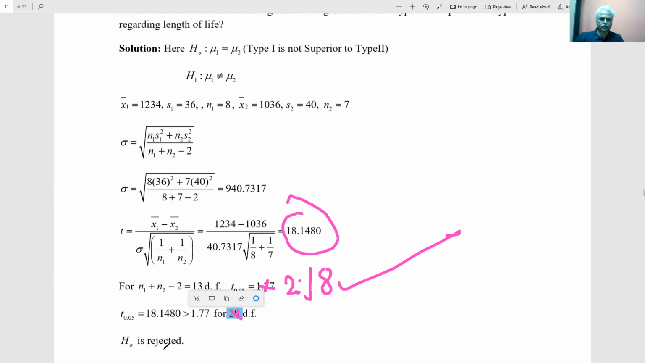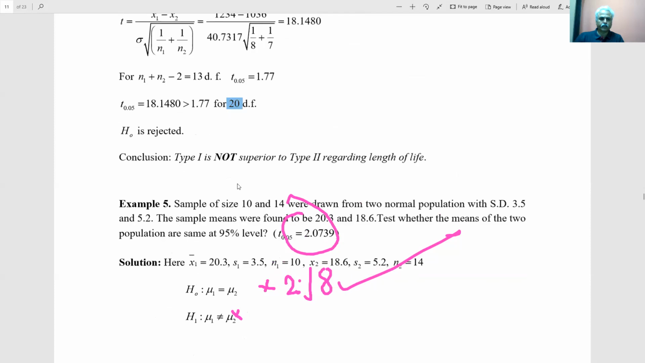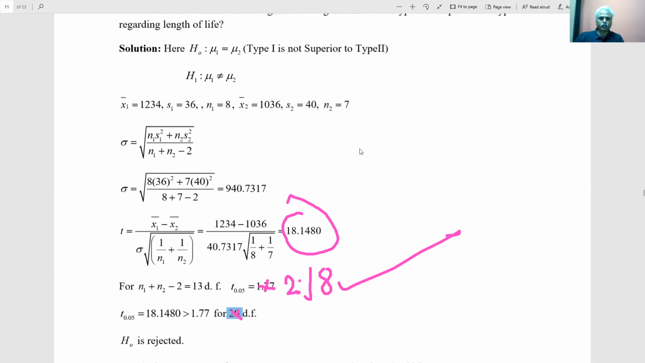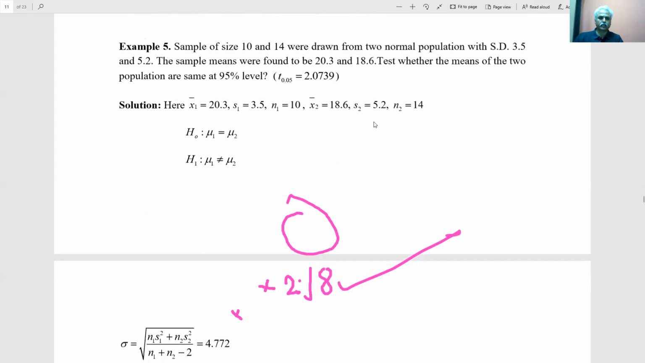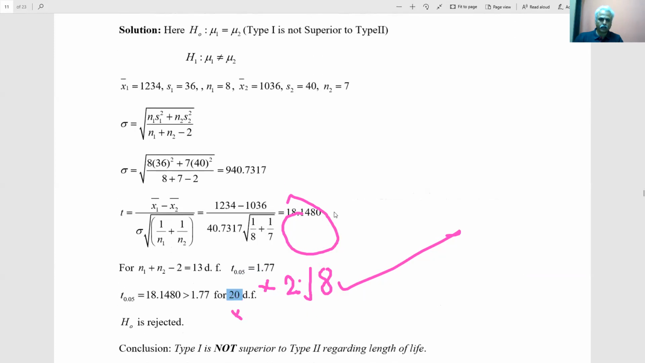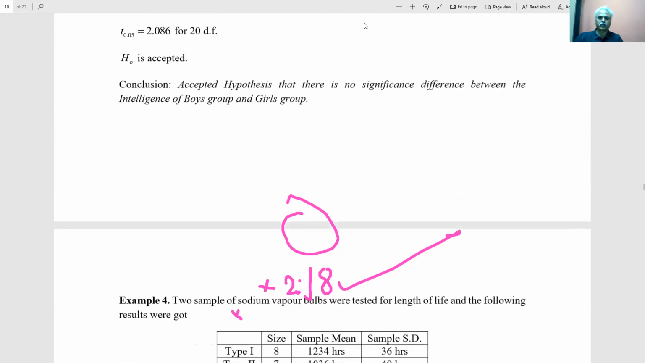Hence, the hypothesis is rejected. Hence, we conclude that type 1 is not superior to type 2. But since the null hypothesis is rejected, please note that type 1 is superior to type 2. That is, instead of not, please write type 1 is superior to type 2. Once again, I am changing that. Just small changes.